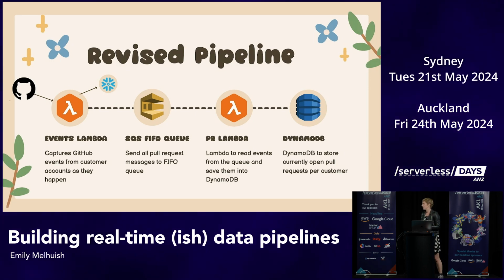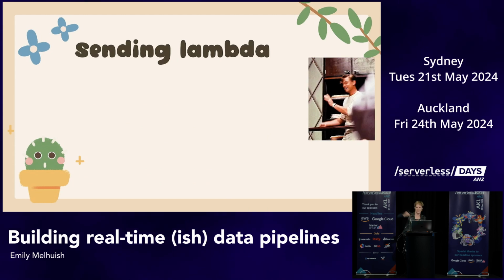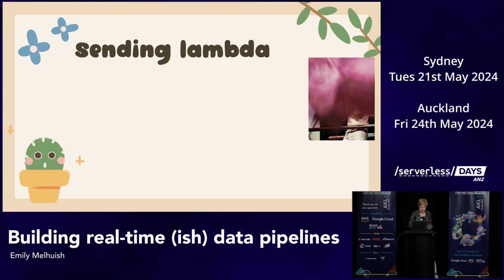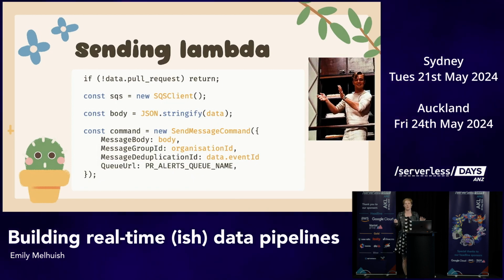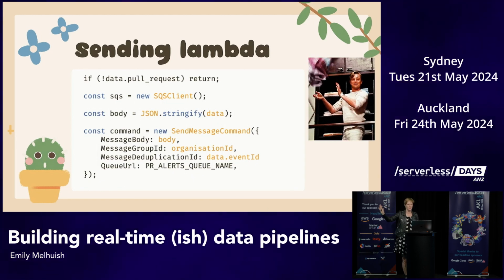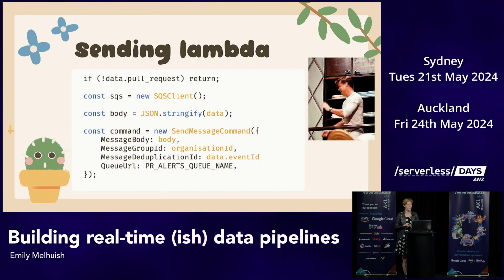So this was pretty great. We set this all up, and I'll go through a little bit about some of the parameters that I had to look at when setting up the Lambdas and the DynamoDB. So in terms of the sending Lambda, I had a pretty simple job, just like throw the event, it's fine. A little bit of what that code looked like. So if it's not a pull request, don't care, don't send it to the queue. And then stringify some stuff. This is all in TypeScript.